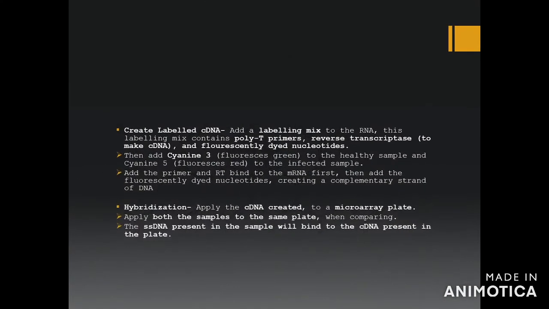Next step is where you create a labeled complementary DNA. So here we add a labeling mix to the RNA. This labeling mix contains a poly T-tail primer, reverse transcriptase, so that we can make cDNA from the RNA, and fluorescently dyed nucleotides. Then we add cyanine 3, that fluoresces green, to the healthy samples, and cyanine 5 that fluoresces red to the infected sample.